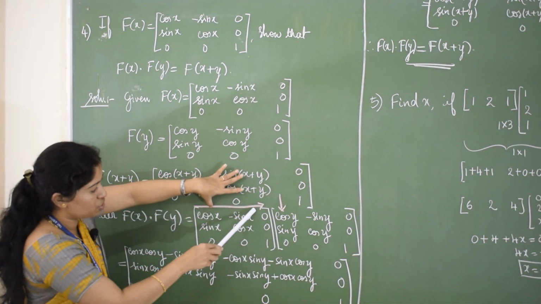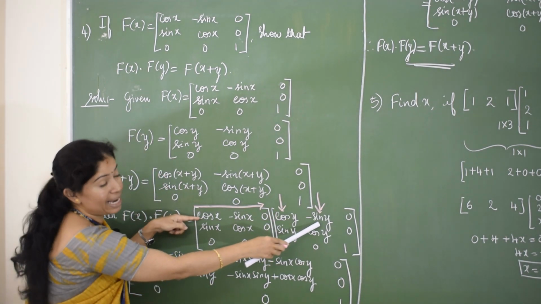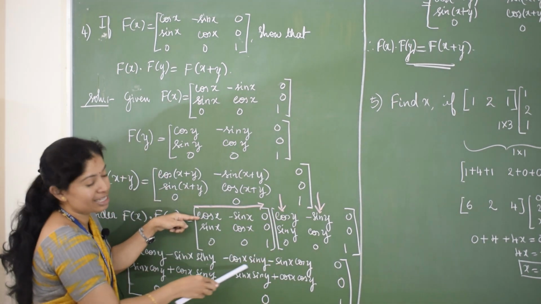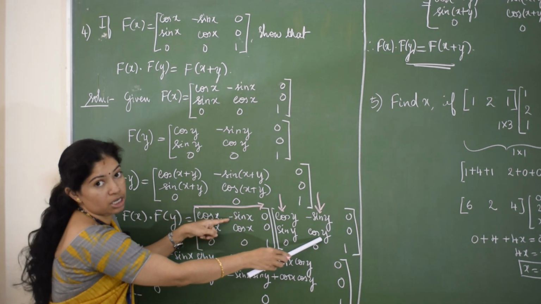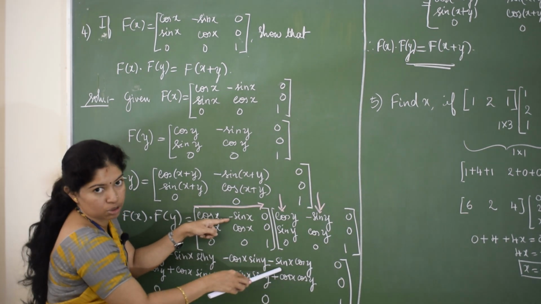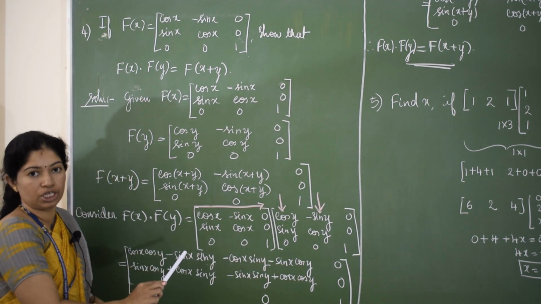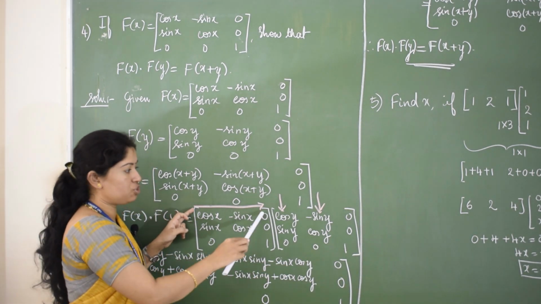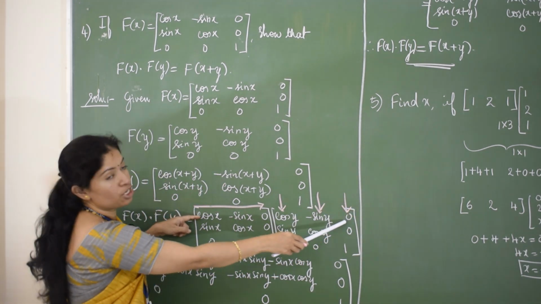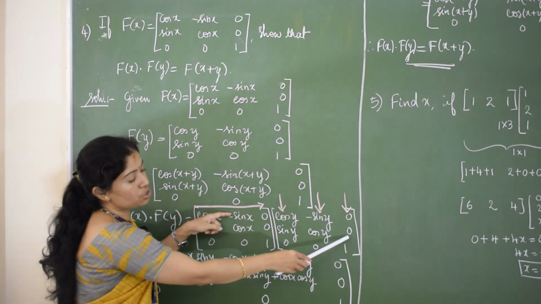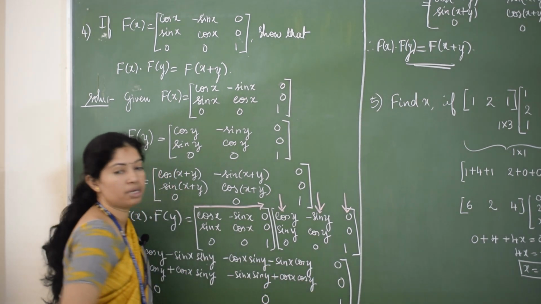Next take the first row, multiply with the second column. Cos x into minus sin y, that is minus cos x sin y. Then take the second entry, minus sin x into cos y, that is minus sin x cos y, 0 into 0, that is a 0. So no need to write that. Next, again take the first row, multiply with the third column. So it is cos x into 0, 0, plus sin x into 0, 0, plus 0 into 1 is 0. So when you add all the zeros, it will become 0.